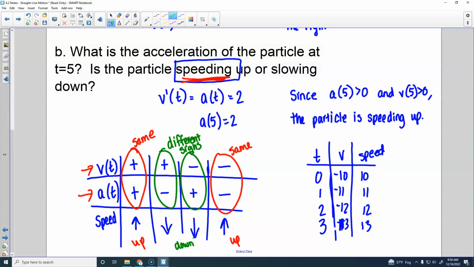Sometimes this is hard for me to think about. The forwards, backwards, positive, negative. So if you just remember, velocity and acceleration have the same sign, you're speeding up. If they have different signs, you're slowing down. And that's all you have to use to justify your answer on these things. Okay, questions?